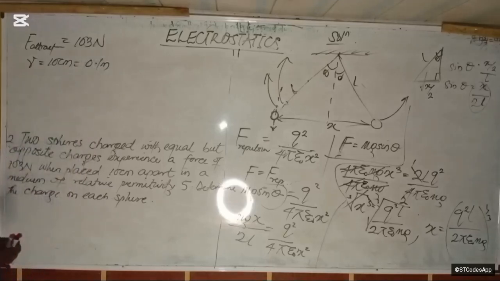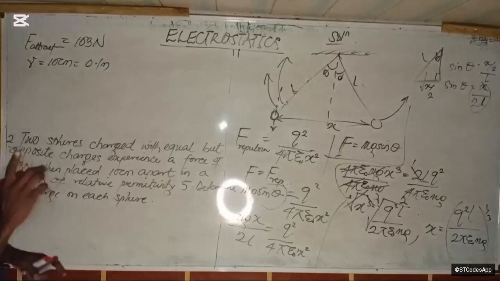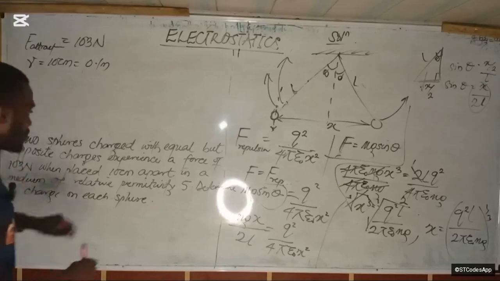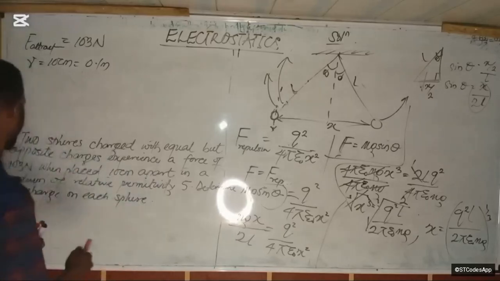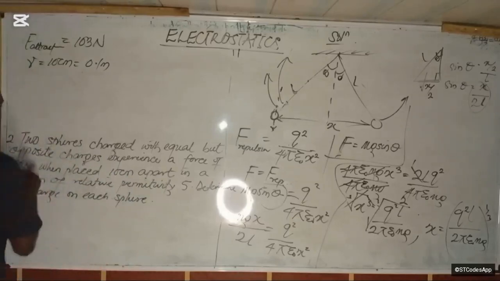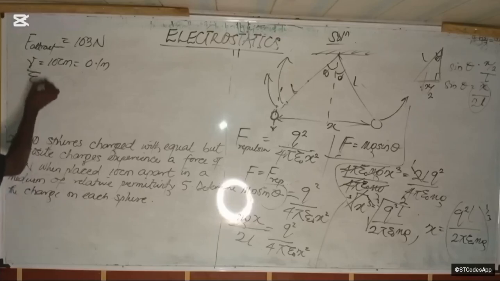You divide by 100. You must convert. I probably didn't mention it, so you must always convert from centimeters to meters. They are placed apart in a medium of relative permittivity 5, E sub r.